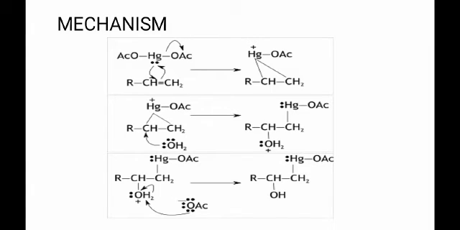In the third step, the negatively charged acetoxy ion, which was formed in the first step, attacks the hydrogen of the water group, which forms acetic acid, and the two electrons participating in the bond between oxygen and the attacked hydrogen collapse into oxygen, which neutralizes the charge and creates the final product, that is alcohol. Here we can see the final product, alcohol.